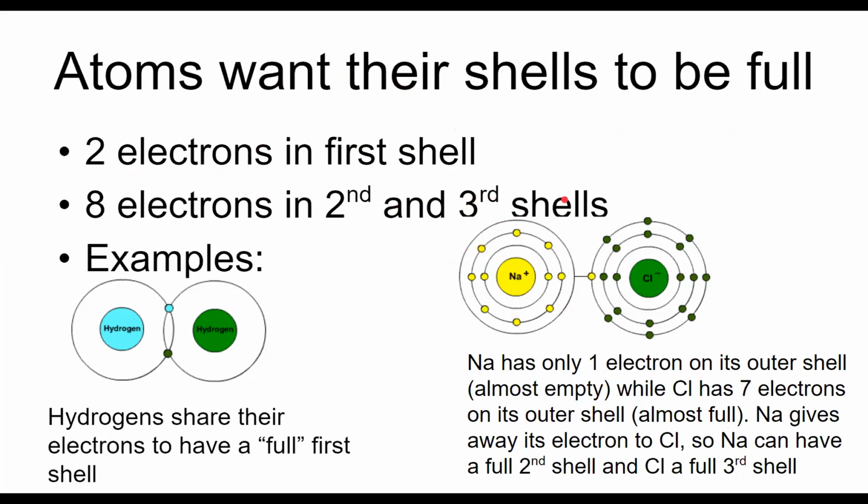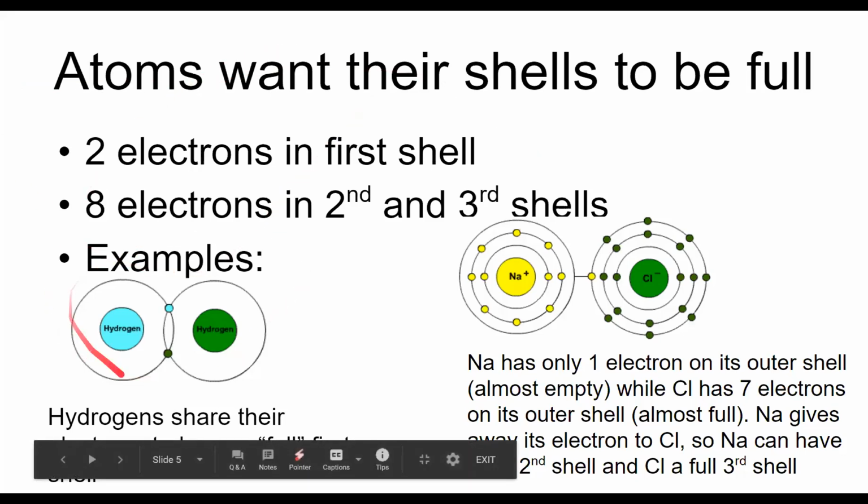They really, really want their shells to be full. So what this means is that essentially the closer that they are to having a full shell, the more likely they will do some sort of reaction with another atom in order to share electrons or distribute the electrons between them so that they can have a nice full shell.